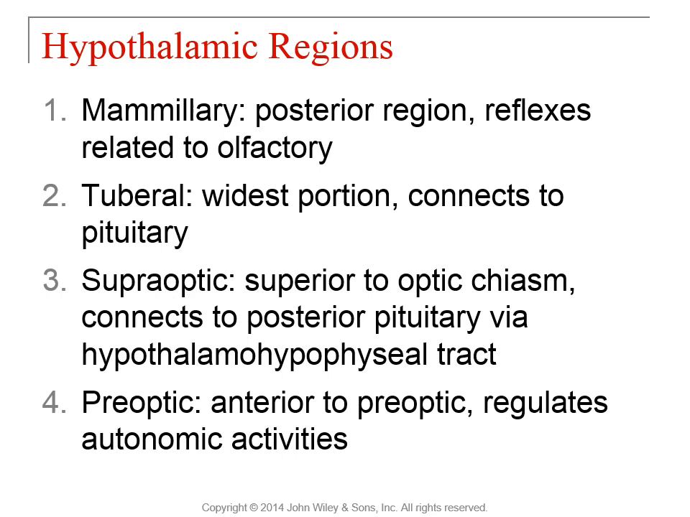And there's a list of the 4 regions here again. So you have mammillary, again, the most posterior. This is going to deal with all the reflexes due to smell. Tuberal connects to the pituitary. Supraoptic is going to connect to the posterior pituitary, to the hypothalamic hypophyseal tract. Then the preoptic will regulate all the autonomic activities. So again, know the 4 regions and know what they do in particular. Most likely I will not actually test you on exactly where they are, but I want you to at least know what the regions do.